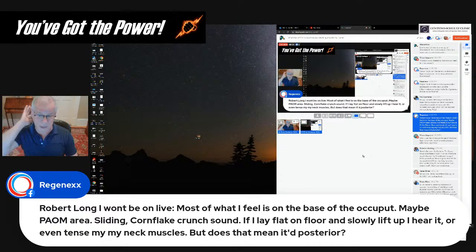Most of what I feel is at the base of the occiput, maybe PAOM, a sliding, cornflake crunch sound. If I lay flat on the floor, or they slowly lift up, I hear it, or even when I tense my neck muscles. But does that mean it's posterior?